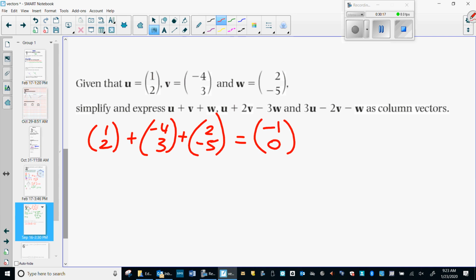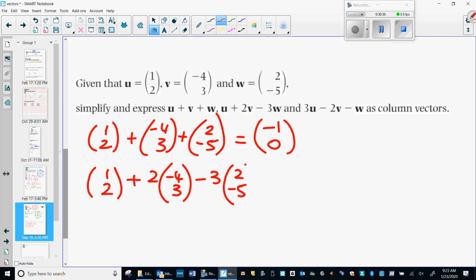All right, next one. u plus 2v minus 3w. So u is (1, 2). That was the easy one. Then 2v, minus 3w. Okay, so when the big numbers are in front, remember what we're going to do with the numbers inside the brackets? Multiply. We multiply both of them. So don't think of this like it's a whole number and you only multiply the top. You're multiplying both of them.